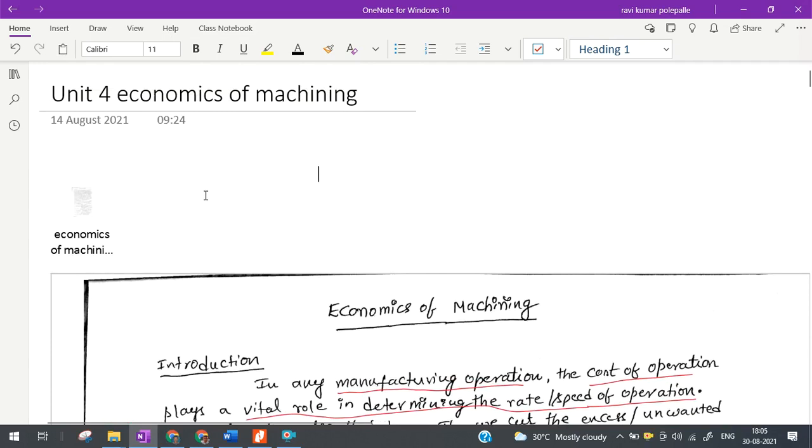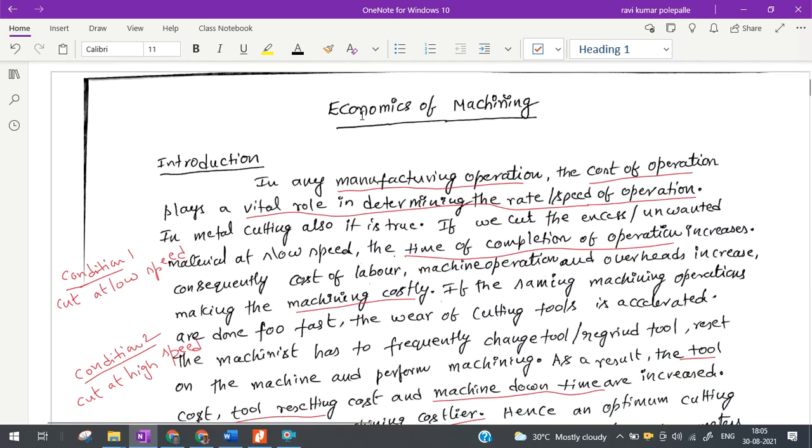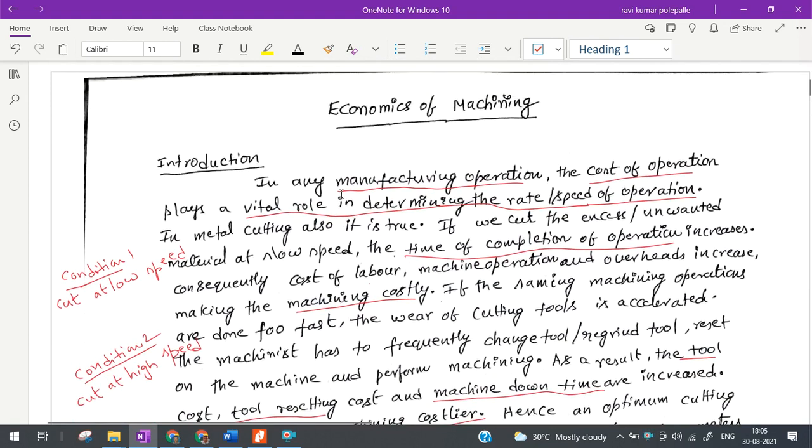We shall now discuss the topics of Unit 4. In Unit 4, we have economics of machining, design of shanks for single point cutting tools, broaching tools, and design of milling cutters. We shall discuss each topic one by one. First, we shall discuss the economics of machining. Economics of machining.